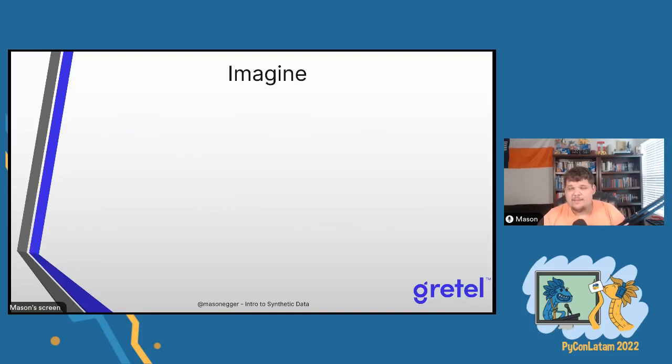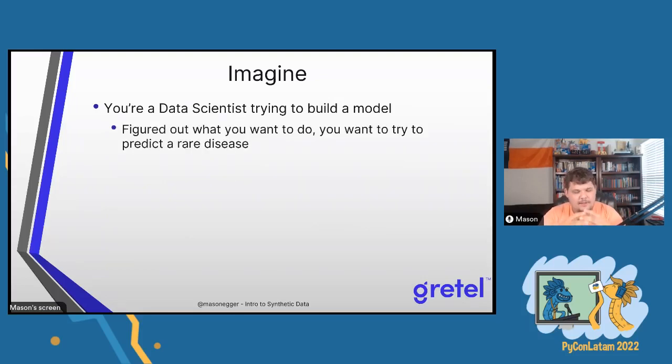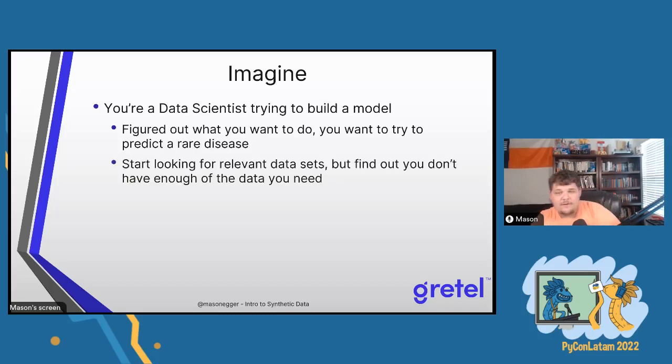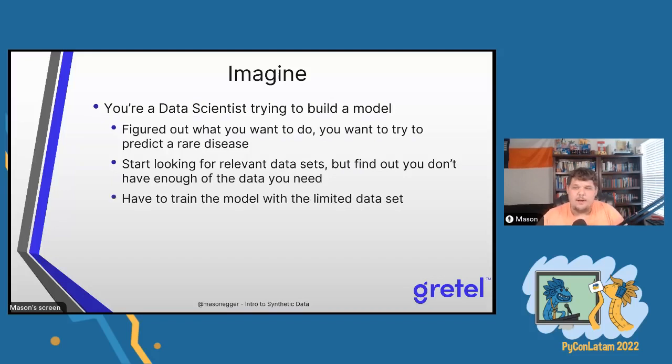Another example of this would be, say you're a data scientist and you're trying to train a new model on something. In particular, let's say you pretend like you work for a healthcare profession or at a hospital, and you're trying to predict a rare disease. You have data on symptoms, and you're trying to predict, does this patient exhibit the symptoms of this disease? You're trying to predict if they have it. So you start looking for relevant data sets, but then you find out that you don't really have enough of the data that you need. You can find some, but you don't have enough to actually be able to accurately train a model. However, you're still trying to get this done, so you have to train this model with this limited data set.